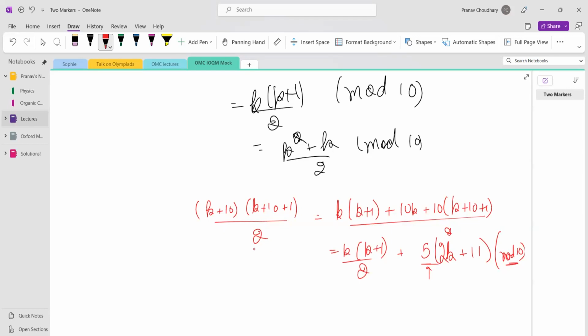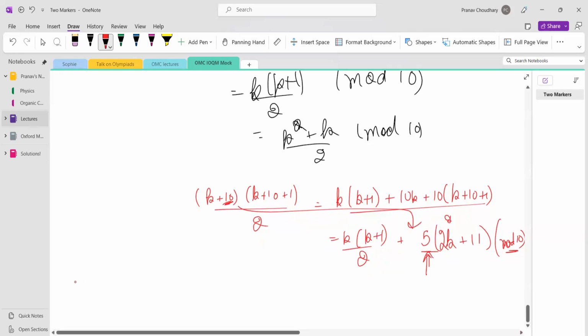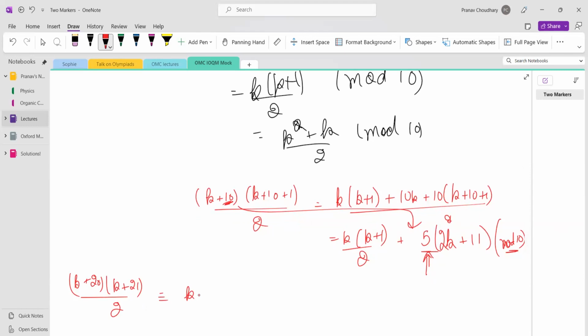You get a 5, but you want something like a multiple of 10 here to cancel out with 10. Taking 10 was intuitive because we are dealing with mod 10. We see that the 10 gets divided by 2 to get a 5. So if we take 20, here it will be a 10, which is good. So k plus 20, k plus 21 by 2 is congruent to k plus 20 plus 1. Let's do this. k times k plus 1 by 2 plus 10 times, let's see. Okay, 10k plus.